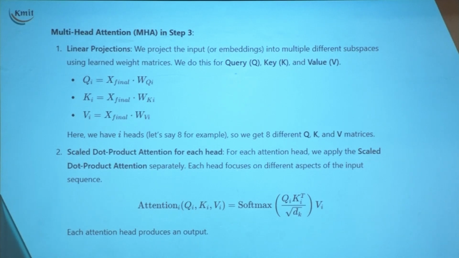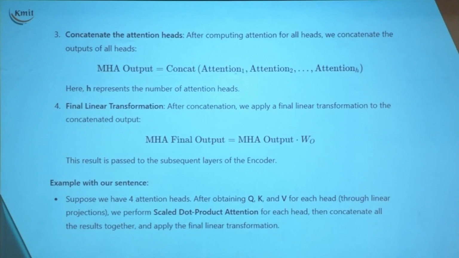Okay. So Qi is equal to what? Qi is equal to X final into WQi. The same process would be repeated. Again, as you can see, attention of Qi, Ki, Vi means what? Attention applied on Qi, Ki transpose divided by square root of dk into Vi. Okay. So after I do that, I concatenate all the attention blocks, with which I complete my multi-head attention.